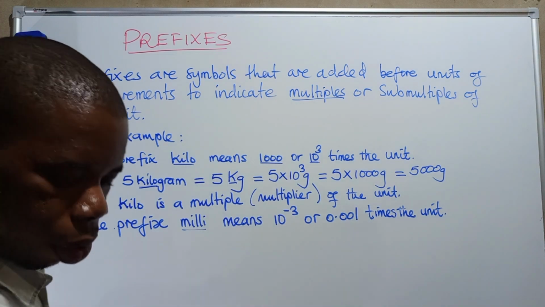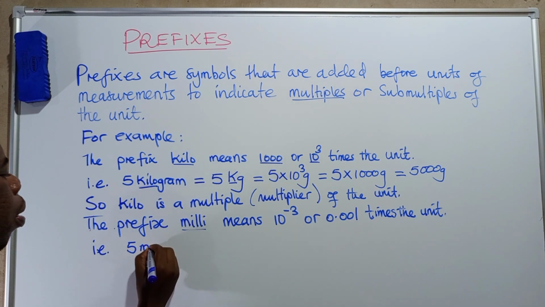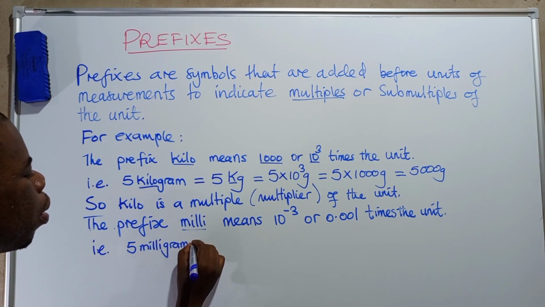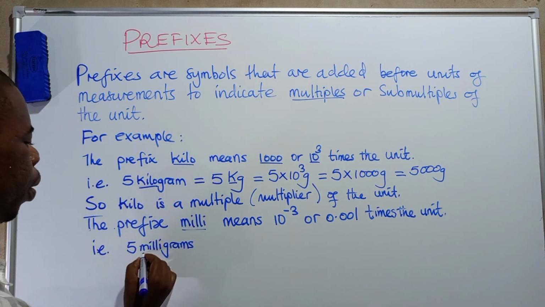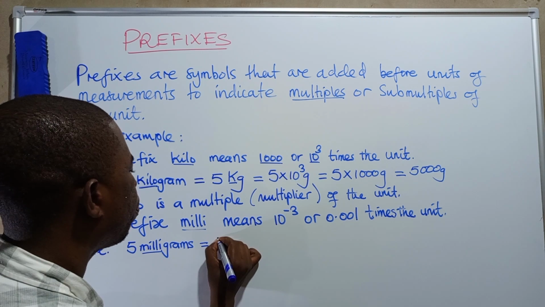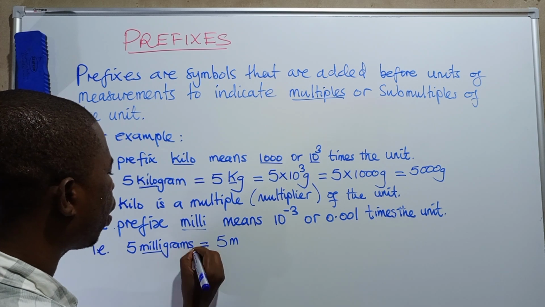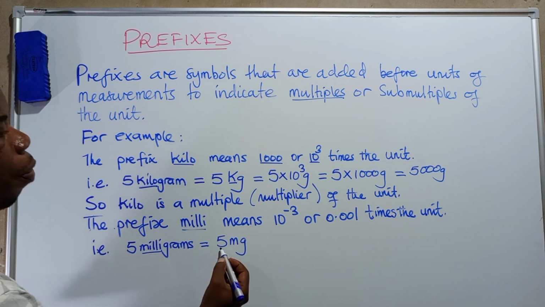If we have 5 milli, for example, 5 milligrams. Here before we had 5 kilograms, here we have 5 milli. This milli is represented by M, and gram is represented by g. So this can be written as 5 mg.